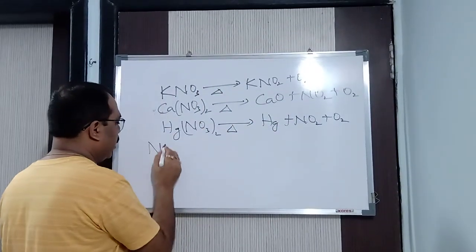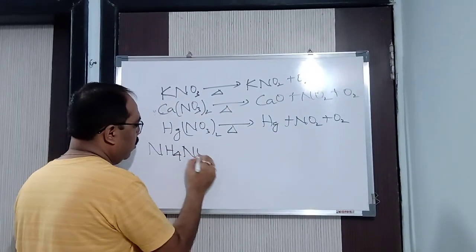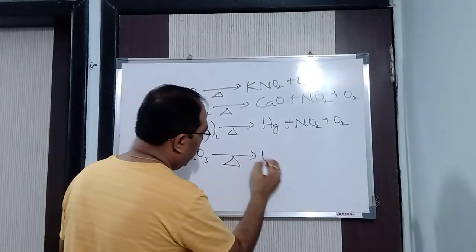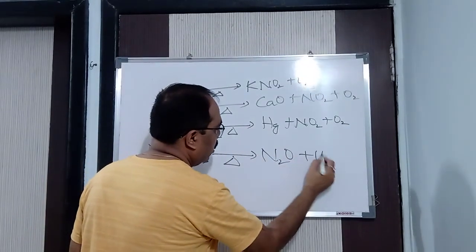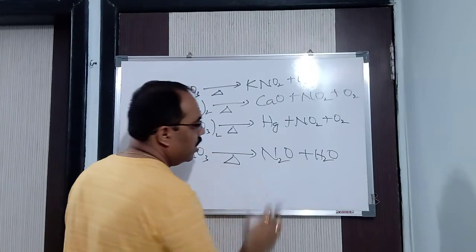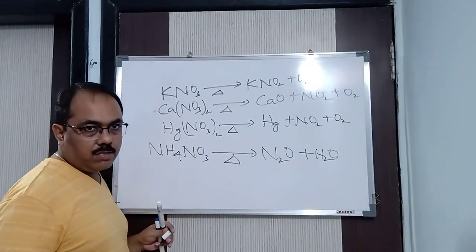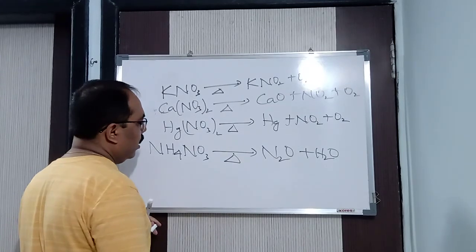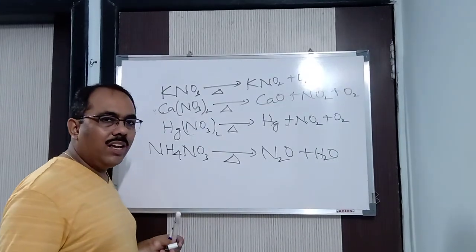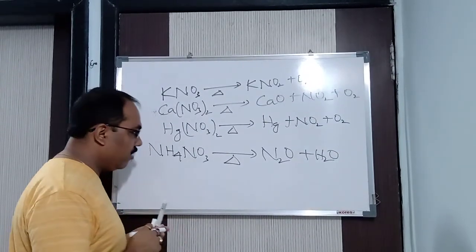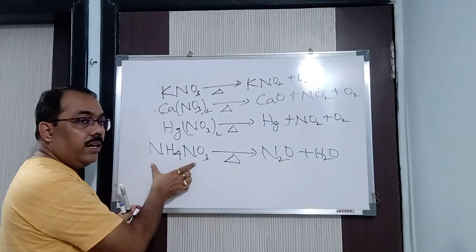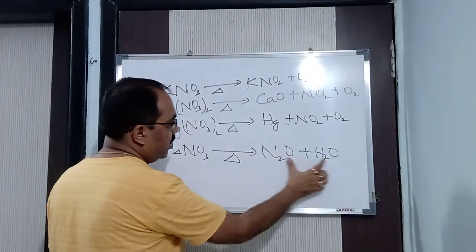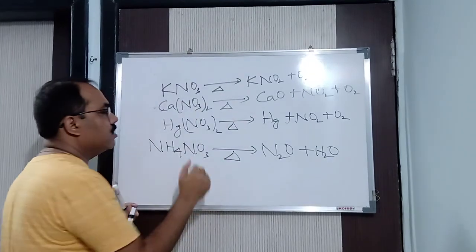And now the last one, ammonium nitrate, NH4NO3, on heating gives N2O plus water. N2O is nitrous oxide, which is called laughing gas. It does not mean that on inhaling the gas you will be laughing. So ammonium nitrate on heating will give you nitrous oxide and water. So remember this is for nitrates.